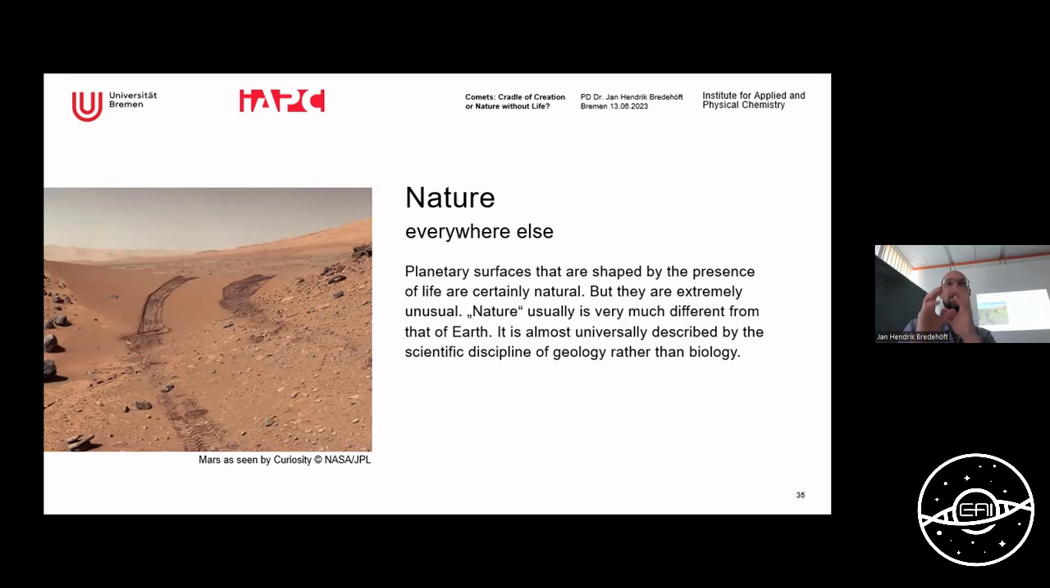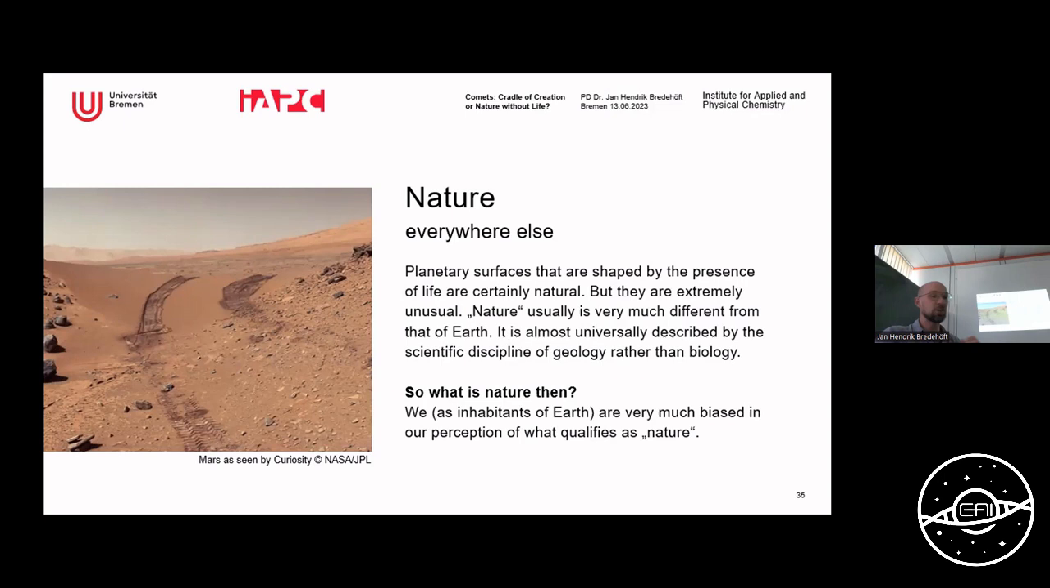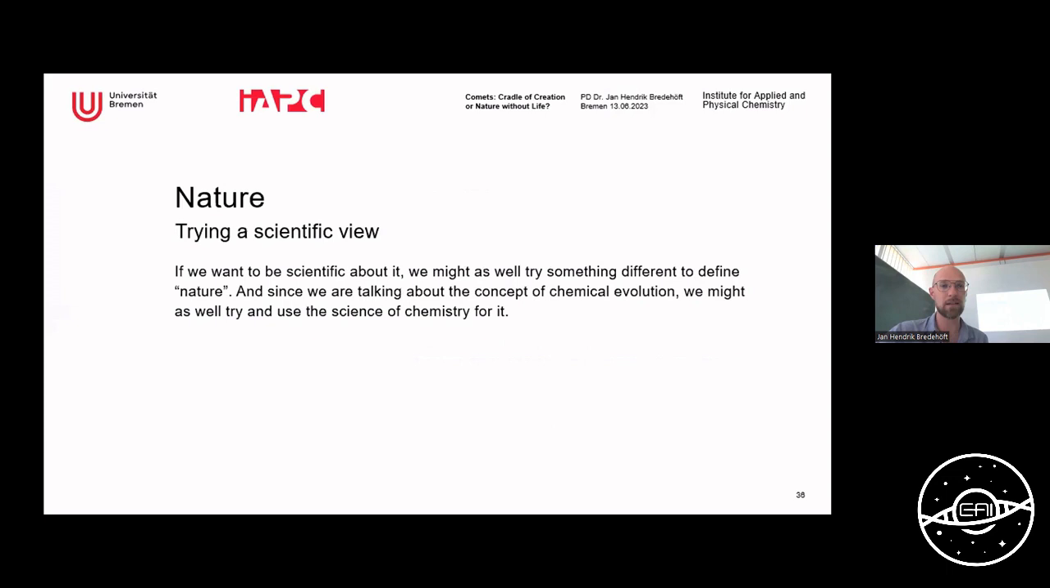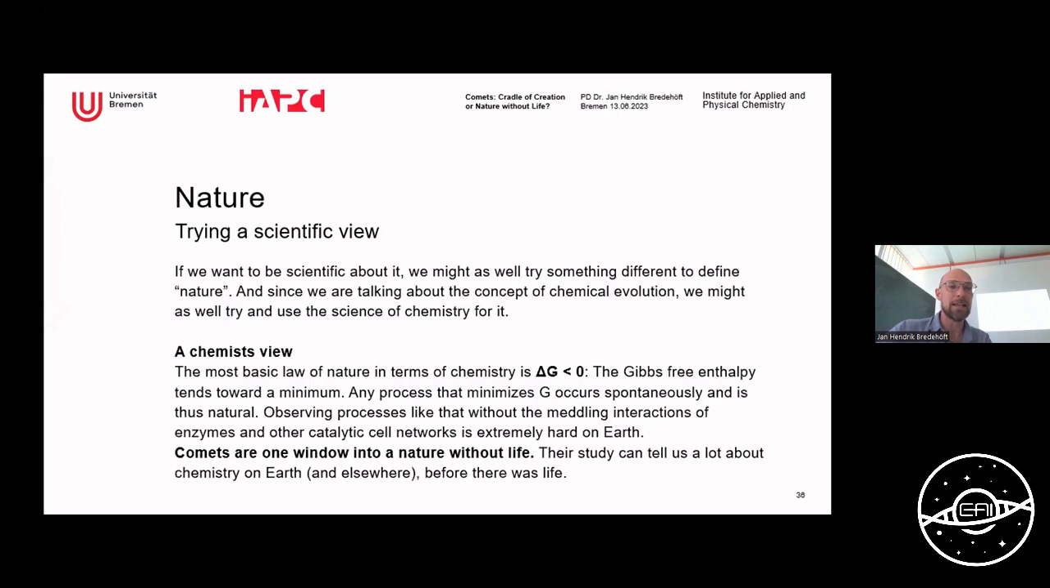So what is nature then, if I say nature without life? As we are very much biased in our perception of what qualifies as nature, as human beings, we might as well try a scientific view. And if we want to be scientific about it, we might as well try to define nature. Since we're talking about the concept of chemical evolution most of the time, we might as well use the science of chemistry for it. Not because this is the most basic and best suited kind of science, but because it's the one that I know best. A chemist's view would say that the most basic law of nature in terms of chemistry is delta G is smaller than zero. So the Gibbs free enthalpy tends toward a minimum. This, I would argue, is the most basic chemical law describing natural processes. Any process that minimizes the Gibbs free enthalpy will occur spontaneously and is thus natural.